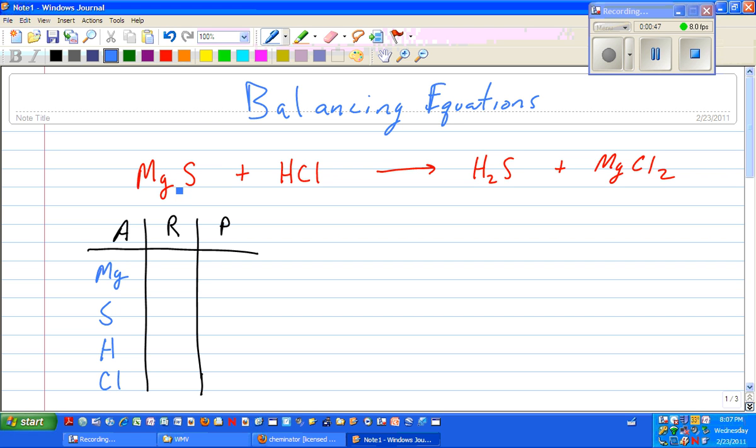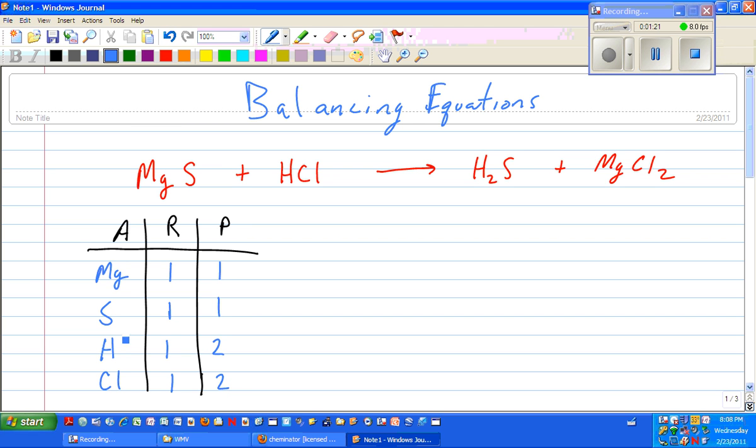I've got magnesium, 1. There's my subscript or absence thereof, which is understood to be a 1. And I've got 1 on the product side. 1 magnesium here, 1 magnesium here. Sulfur, I've got 1 here and 1 there. Hydrogen, again, I'm looking here and here. On the reactant side, I've got 1. On the product side, I've got 2. That subscript 2 tells me I've got 2. Chlorine, I've got 1 on the reactant side, 2 on the product side.